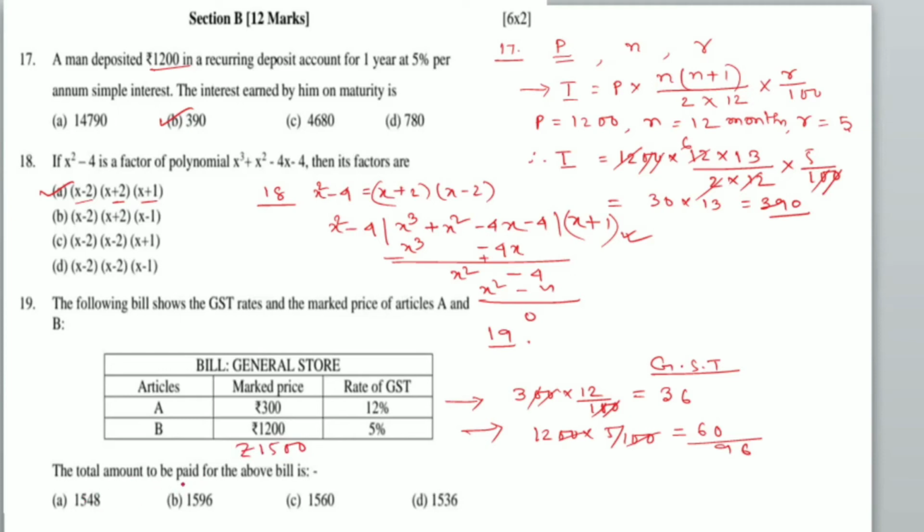Therefore, the amount to be paid for the above bill will be, of course, mark price plus GST, and this is... so option B will be the right answer.